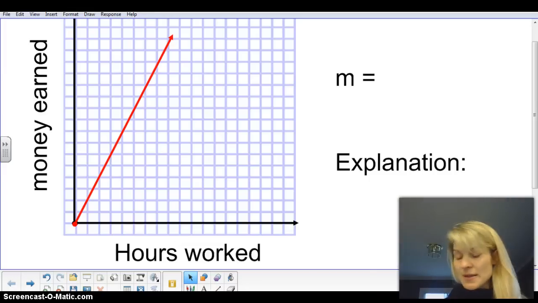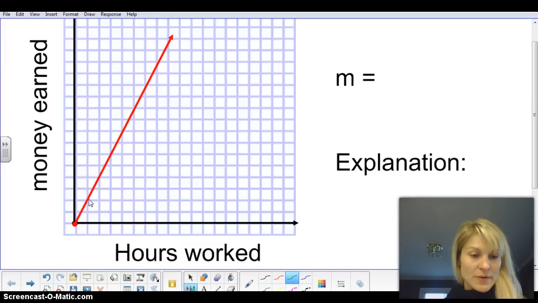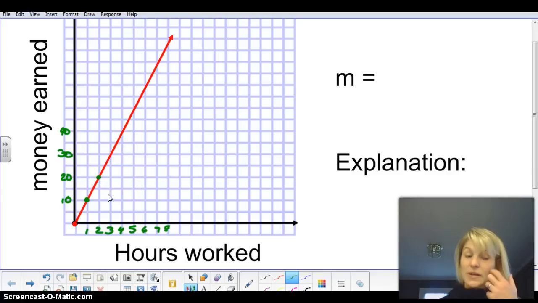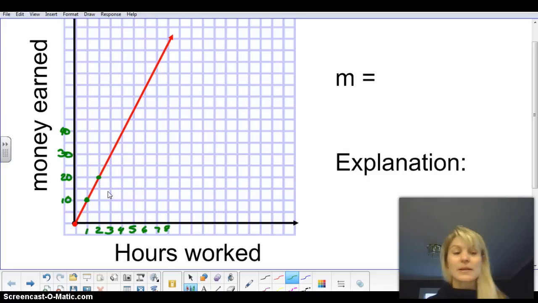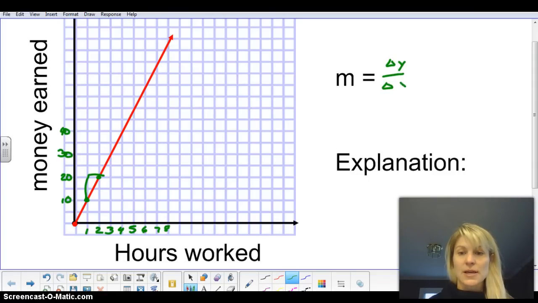Okay, so the second thing I want to do to find slope is I want to find 2 points. So I can find a point here, and I can find a point here. Okay, so we're given a graph. We can remember that it is rise over run. Okay, so it's going to rise and run. Okay, so remember our slope is your change in y over your change in x.